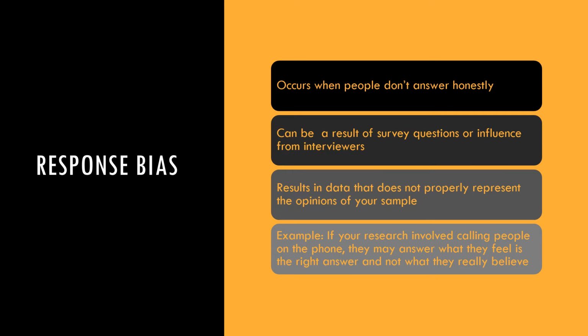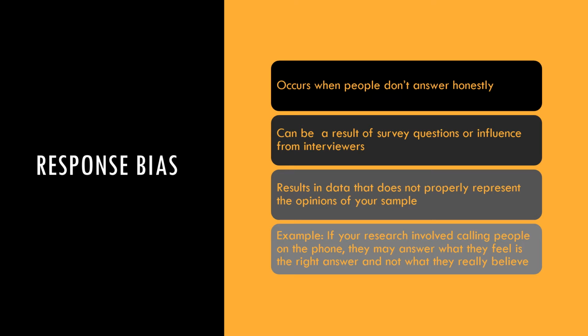The last type of common bias is a response bias, and this happens when people don't answer honestly. It can be the result of survey questions or influence from the interviewers asking these questions, and again, results in data that does not properly represent the opinions of your sample.